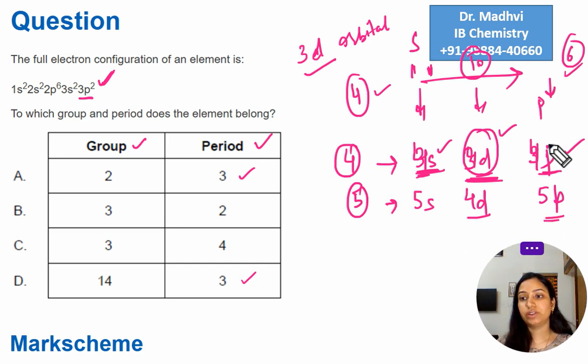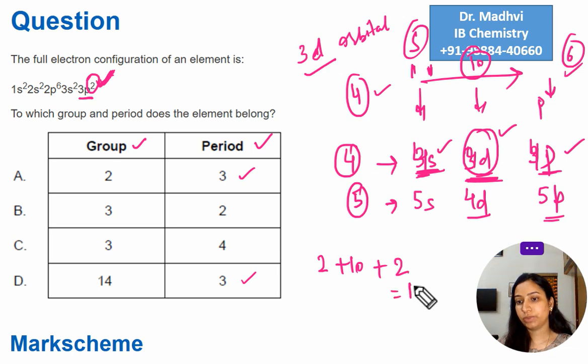So if there are 2 electrons in the p orbital, then we calculate like this: 2 for the s block, and then 10 for the d block, plus the number of valence electrons, that is 2. So 2 plus 10 plus 2, it will be 14. So the group will be 14. So the answer should be D option. You can check the mark scheme also.